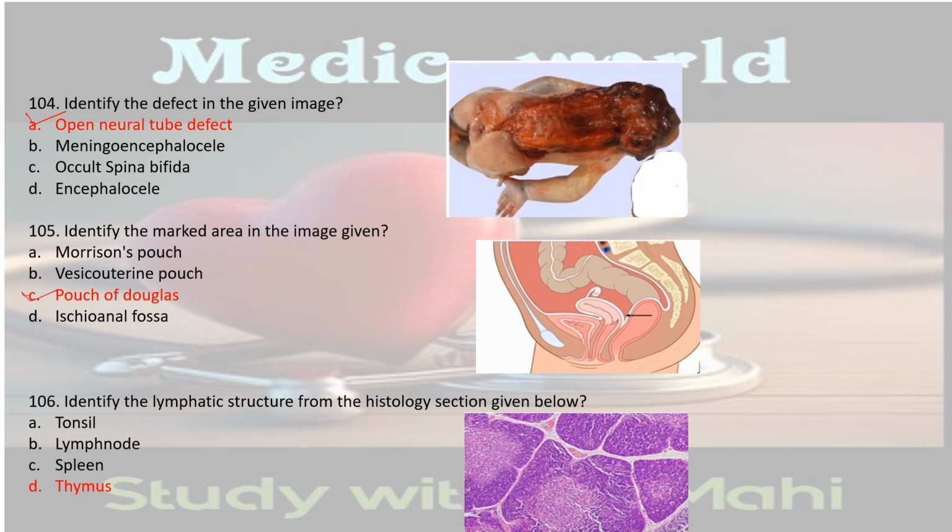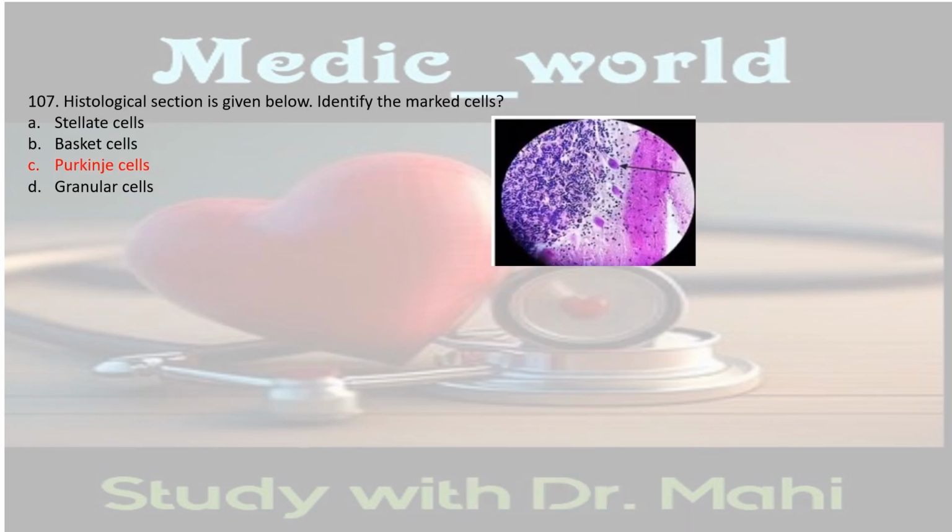Identify the lymphatic structure from the histology section given below. So the answer here is thymus. Next question. Histological section is given below. Identify the marked cells. The cells which are marked are Purkinje cells.